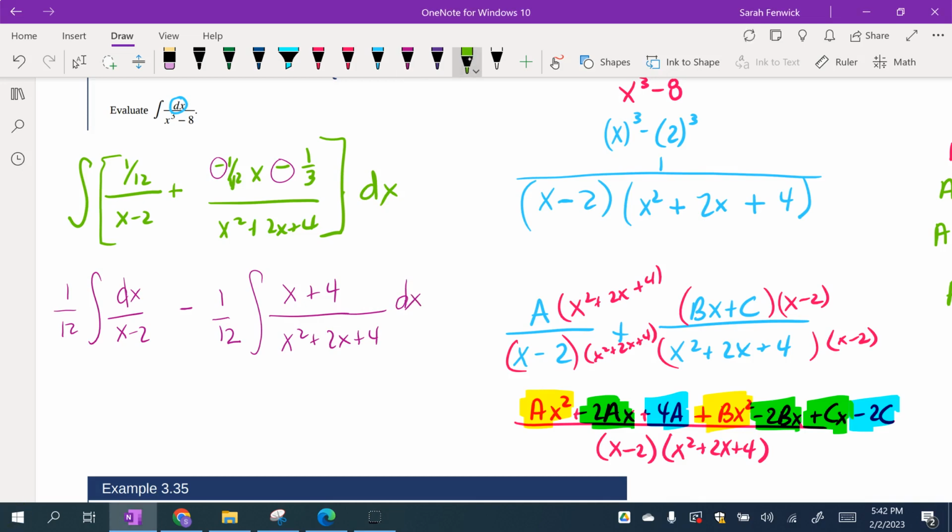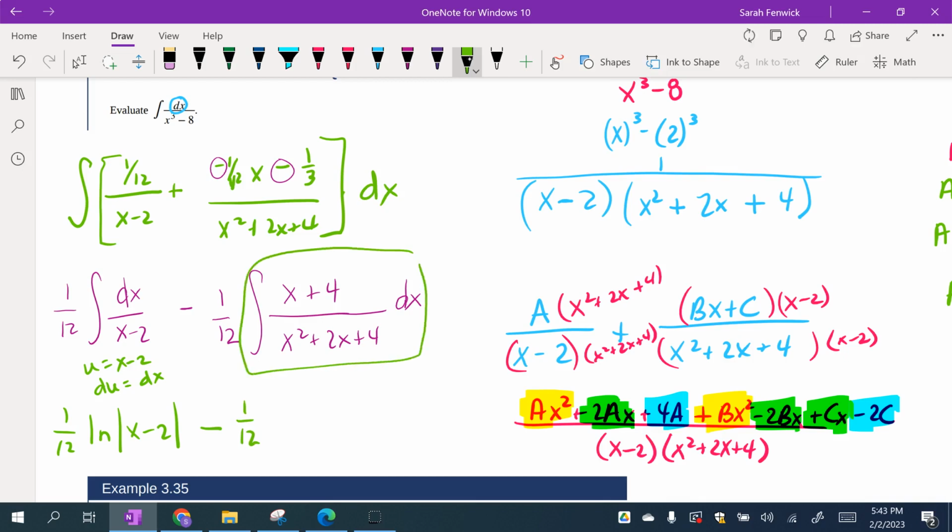When I look at this one, the first part is pretty easy. u equals x minus 2, so du would be dx. And that's the typical ln rule, so 1/12 ln absolute value of x minus 2 minus. This next one, I'm going to keep my 1/12 there, and then we're going to wait, because this guy, they really gave us a challenge here.